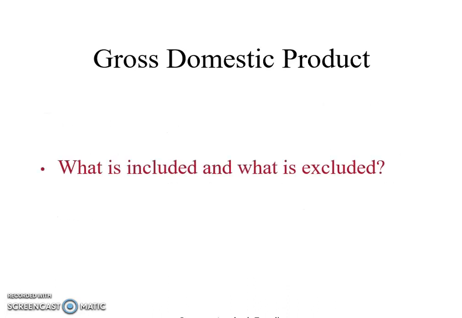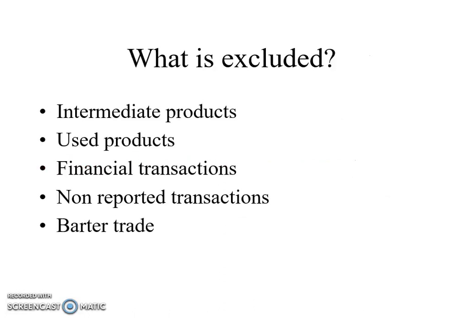So what is included? We include all final products. And what is excluded? We exclude intermediate products. We exclude as well used products, financial transactions, non-reported transactions, and barter trade. For intermediate products, final products are those used or consumed at their final stage of production, right? The opposite of final products is an intermediate product, because it is not used or consumed at its final stage, but is used or consumed within the process of production. So, stages before, not the last stage.